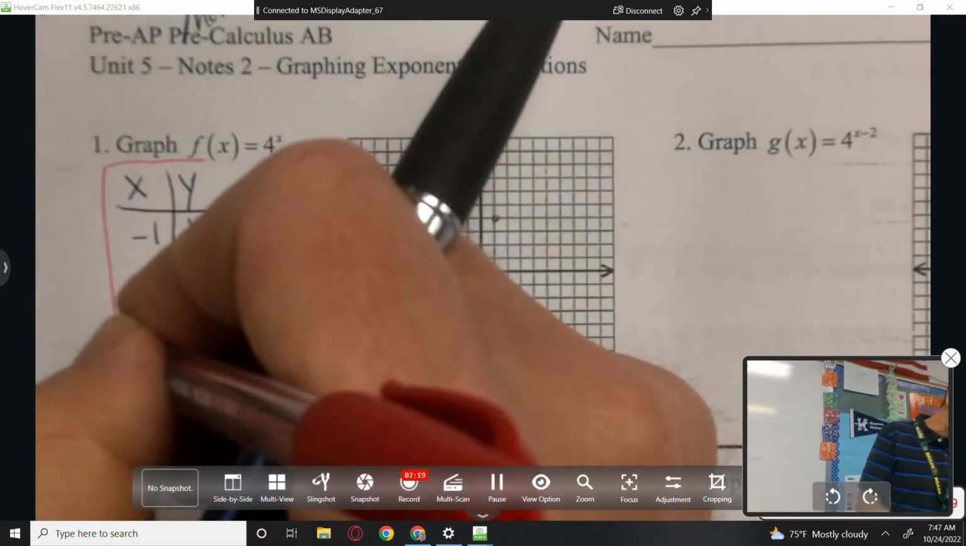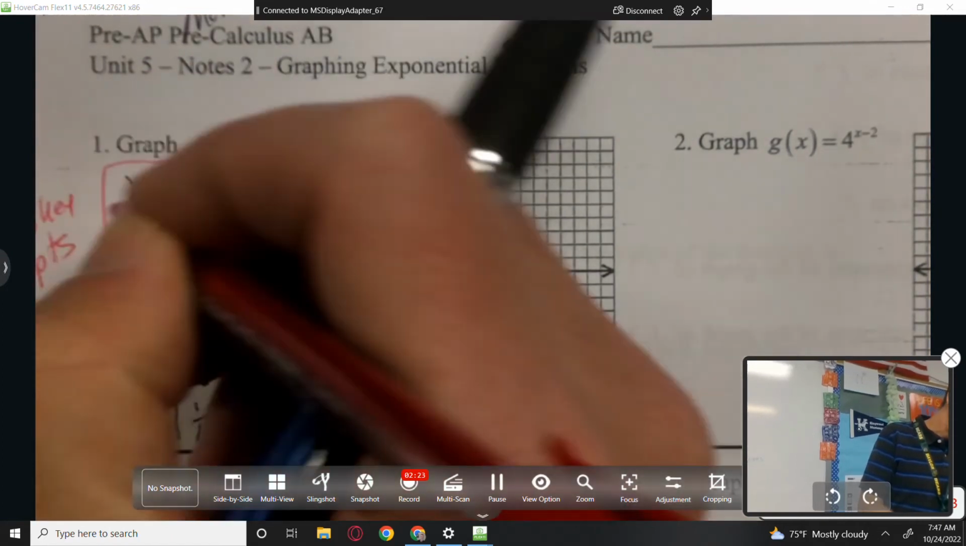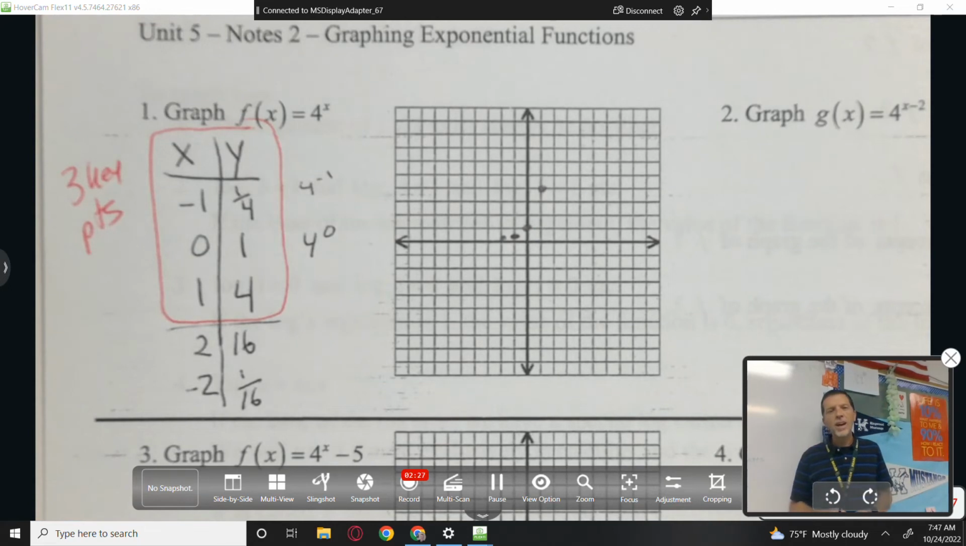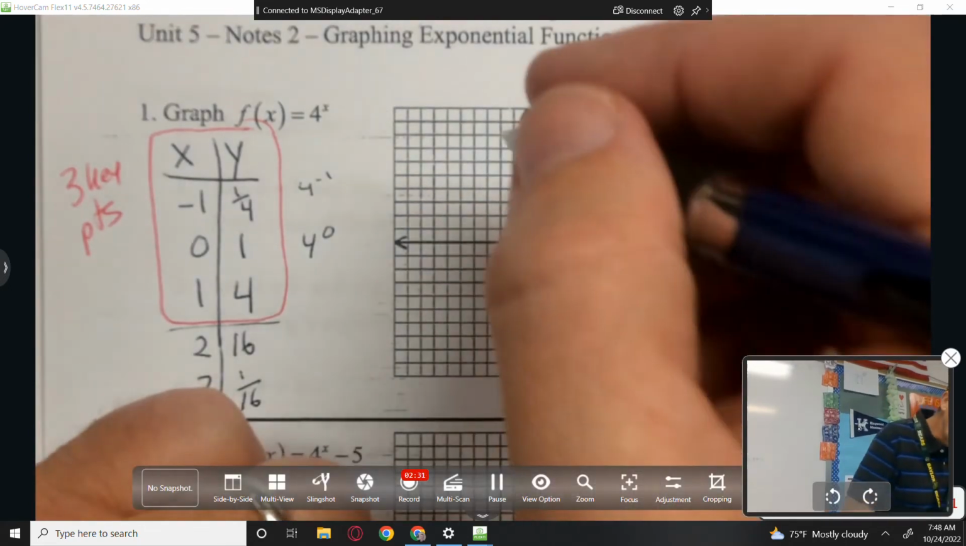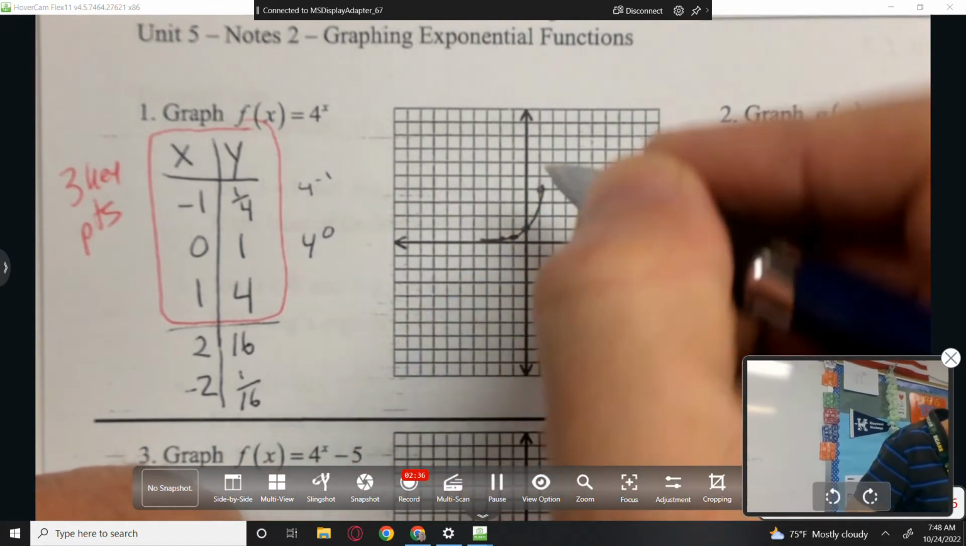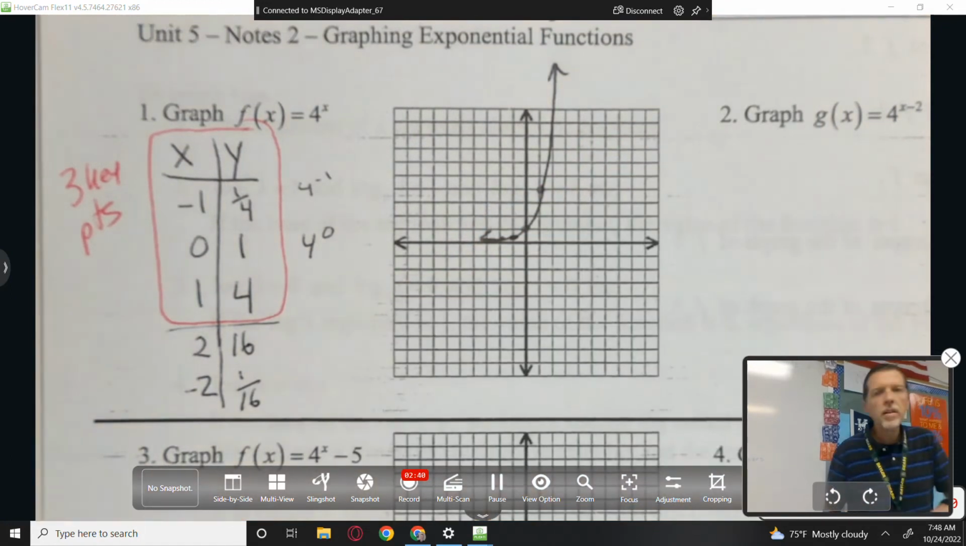So when you graph them, I'll be looking for 3 key points. If you want to do more, you can, but usually you really can't because they end up off the page or so small you can't do anything with. So there's our graph of 4 to the x.